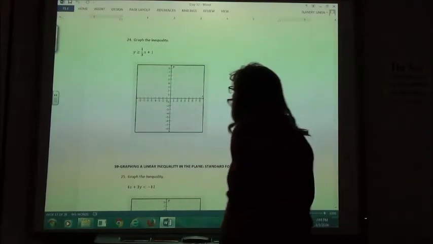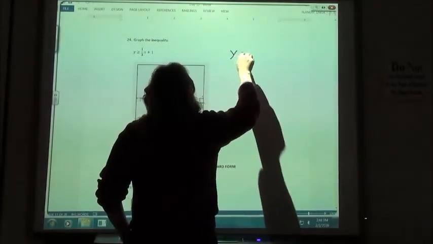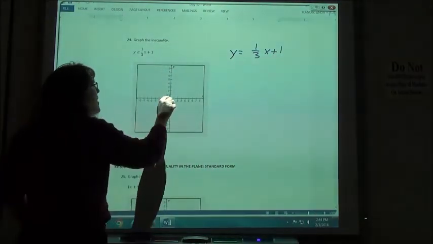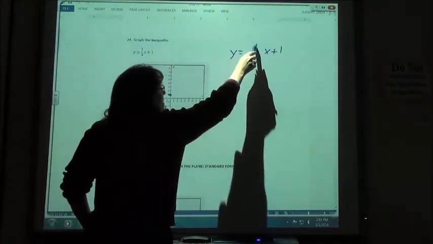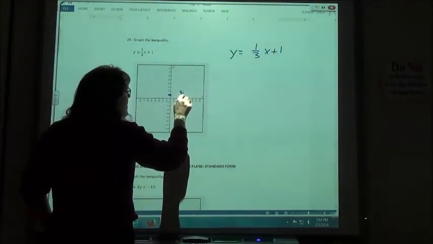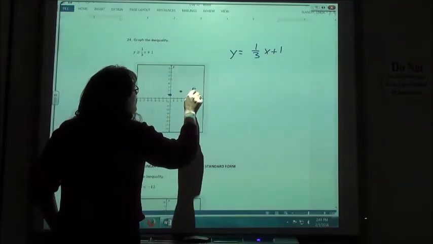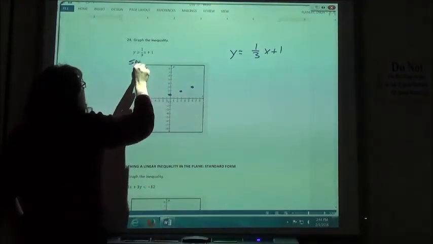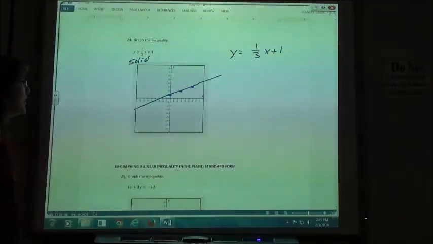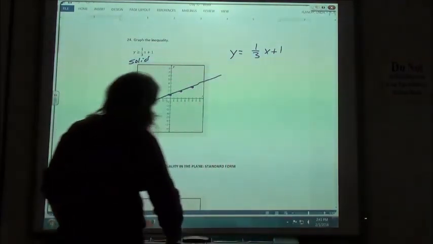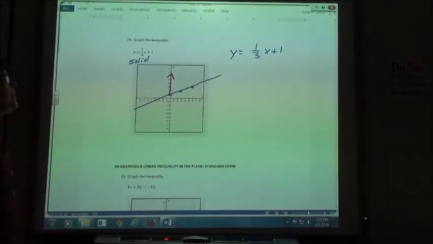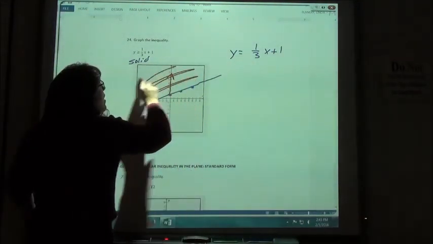Number 24 then, I'm going to pretend that says y equals 1/3 x plus 1. My y-intercept is positive 1. My slope is positive 1/3, so I'm going to go up 1 and over 1, 2, 3 to the right. Up 1 and over 1, 2, 3 to the right. This one is going to have a solid line. I have to draw it solid to begin with anyway, but I'll draw it solid in there. This time I am shading greater than. So my y-intercept, going straight up on my y-axis, means I'm shading up here above my line.